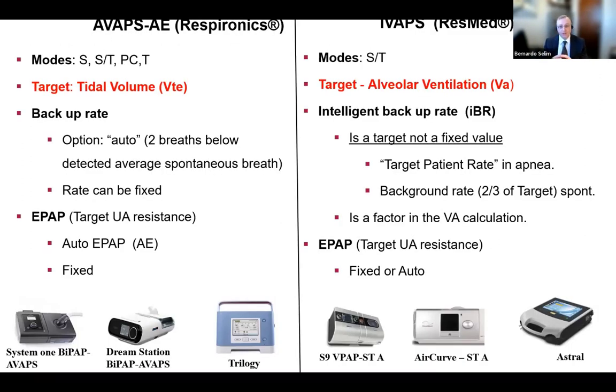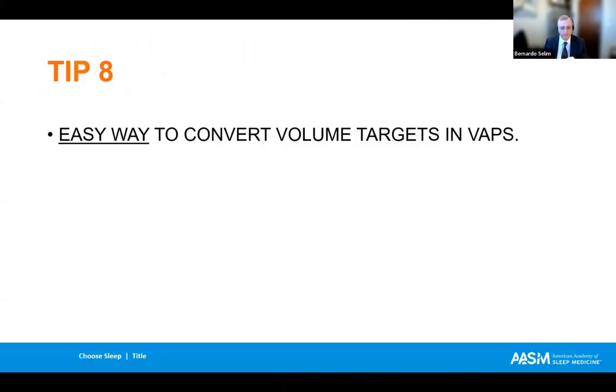That doesn't project very well, but on your left you have one brand, on the right you have the other. The difference in red, again, is your target. What is the alveolar ventilation? What is the total volume that you want? There's a variation in the respiration rate. One is auto or fixed. The other is self-calculated from a target patient rate. Both of these brands, in certain devices, will present an auto EPAP capability. Otherwise, it's going to be fixed. At the bottom, you see the most common devices that you see nowadays in our clinic.